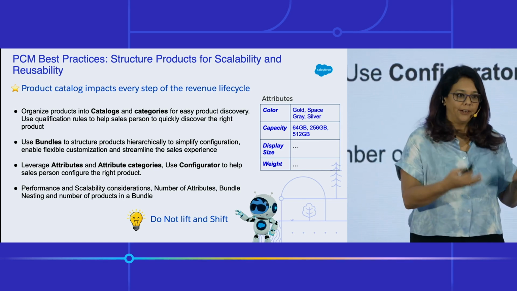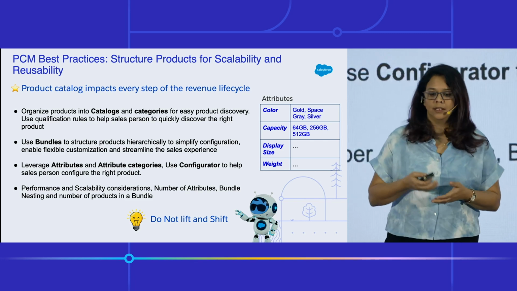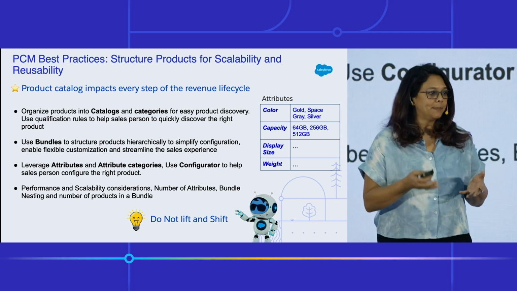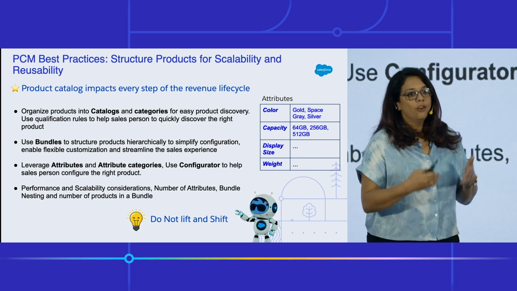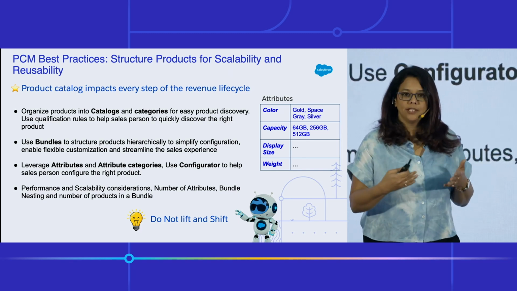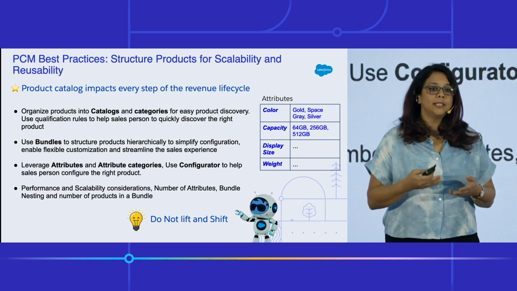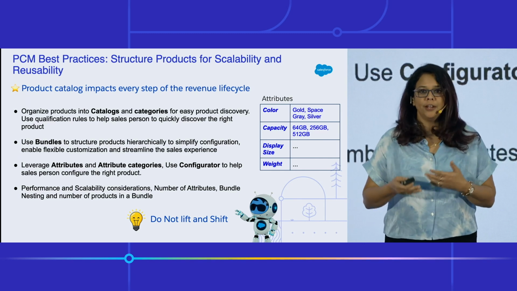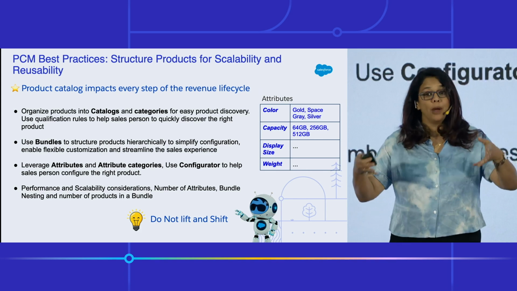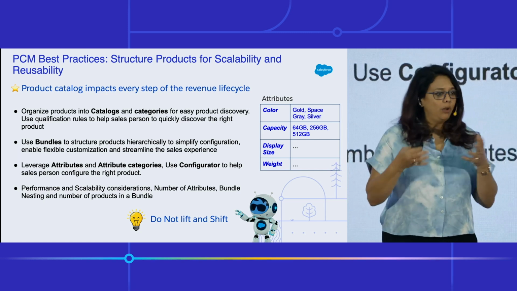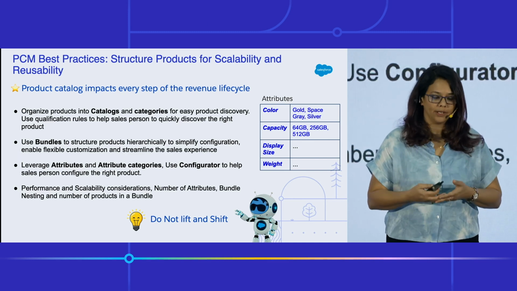So you have attributes that you can use. Like a phone has color, capacity, display size. These are all attributes. So you don't need to have multiple products for each of these attributes. Instead, you can have one product and have multiple attributes. This prevents SKU proliferation and keeps your product catalog lean and simple. You can also have attribute categories, and all of this can be used in the configurator to help the salesperson configure the right product.